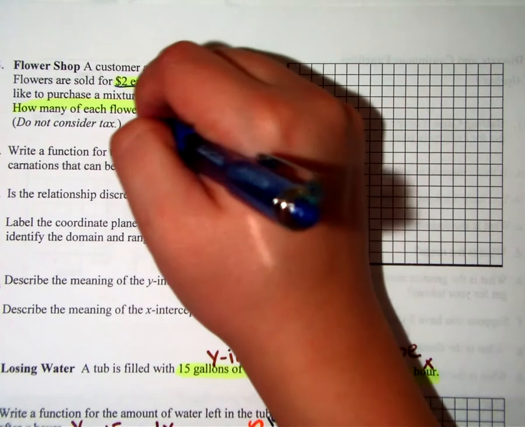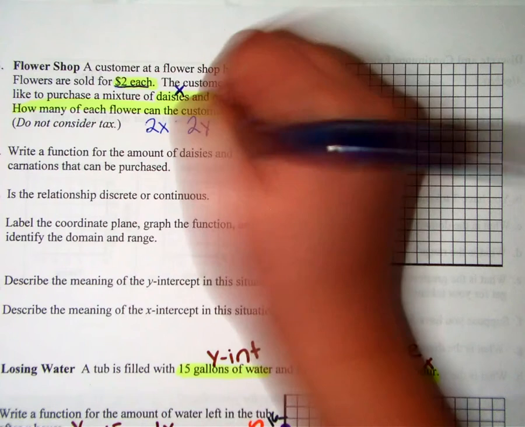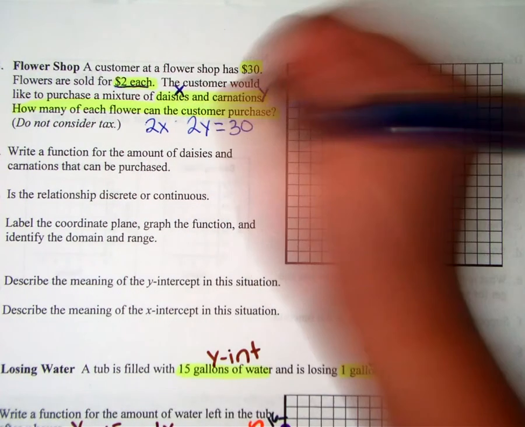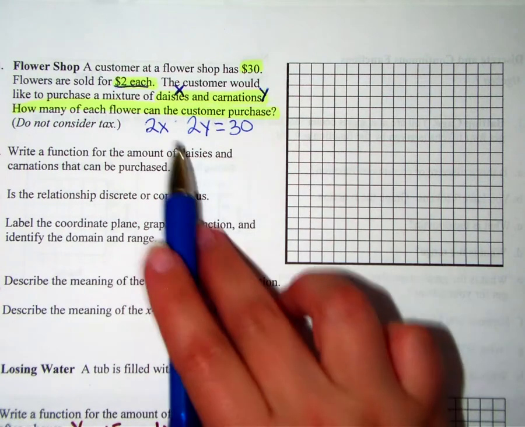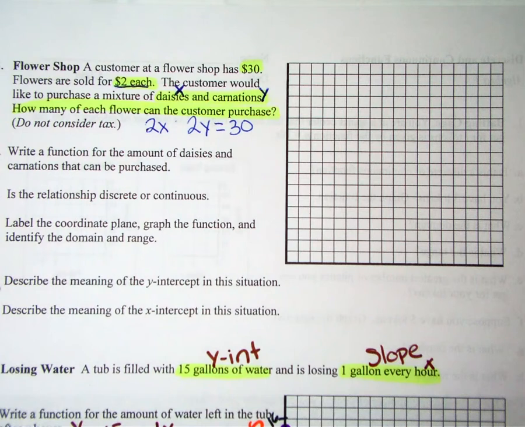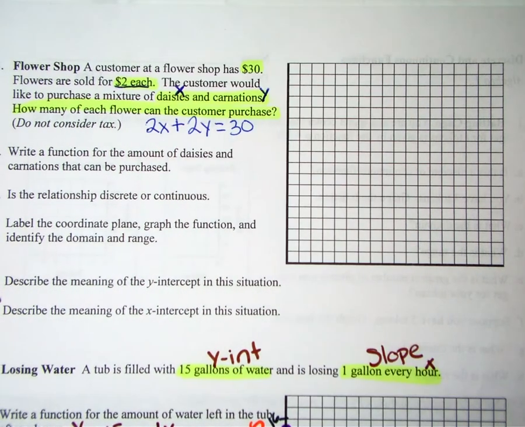So I'm going to have the equation 2x, and then I'm going to have a 2y, and that's going to be equal to $30 because that's the most I can spend. Now I need to put something in between the 2x and the 2y. So let's put a plus. Good. Because we need to add those together.